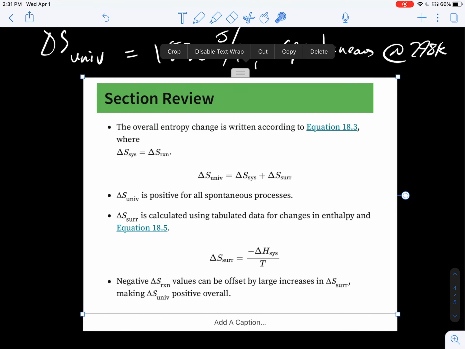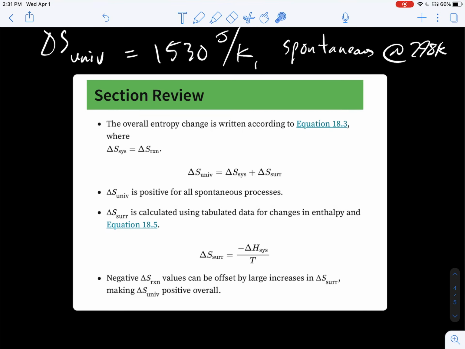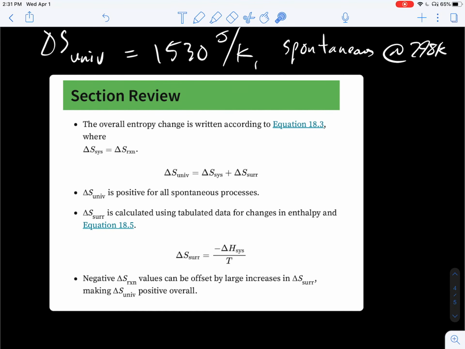So here's what we learned about in this chapter. We have this equation here. Delta S of the universe is equivalent to the system's entropy plus the surroundings. This has to be positive for a spontaneous process. So we can calculate delta S of the surroundings right here using the enthalpy of the system or the reaction divided by temperature. This comes from the standard values of the tables we can look up.